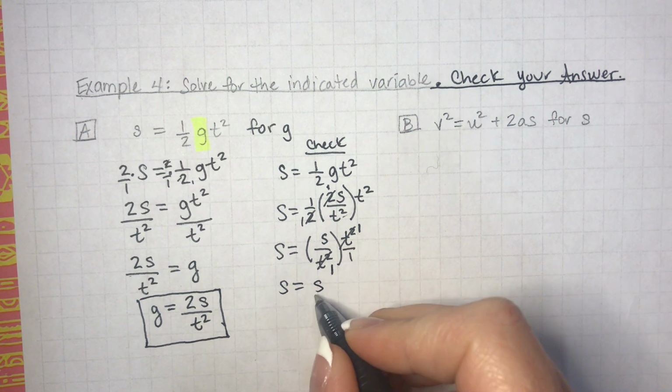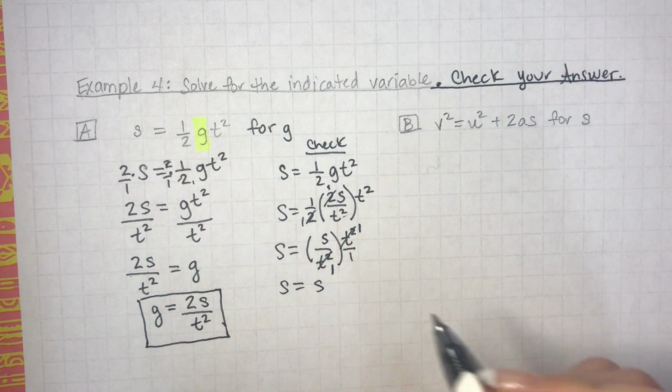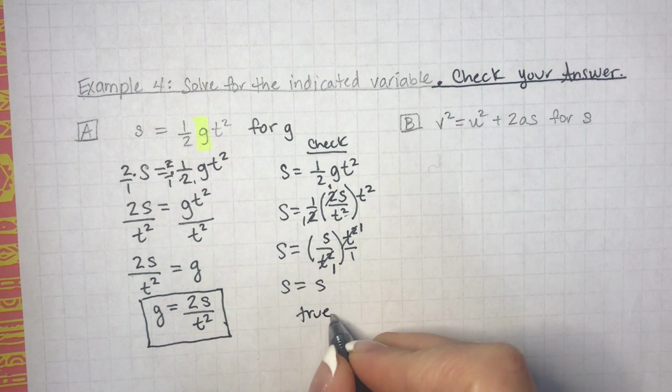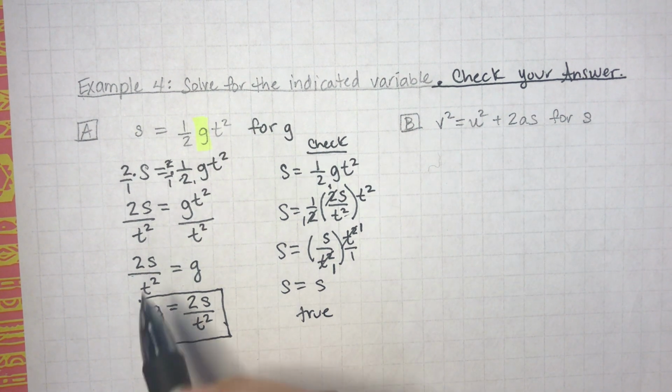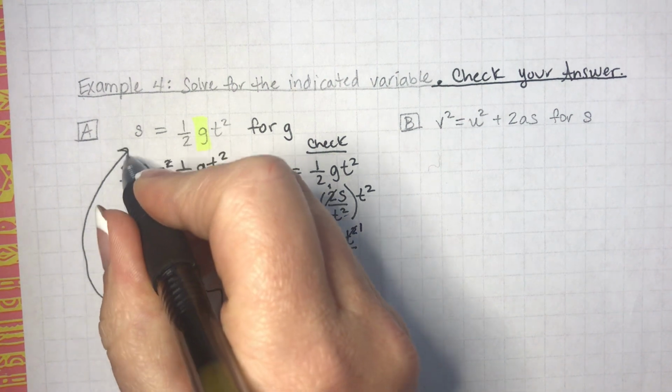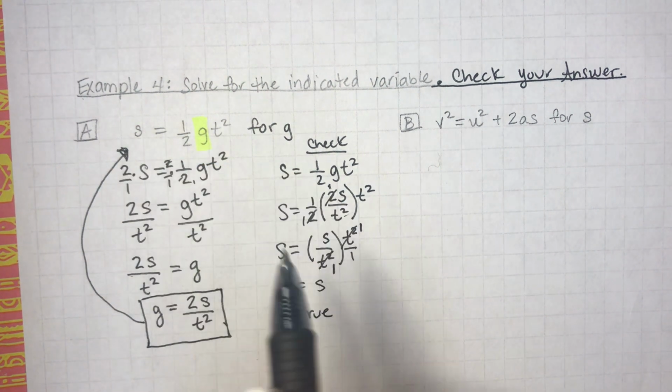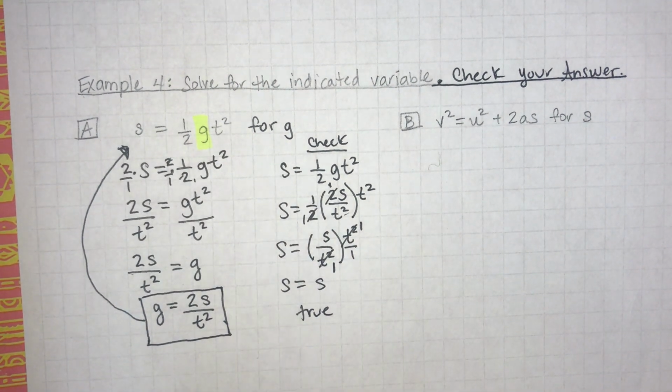All over 1 times 1 on the bottom is just 1. S over 1 is the same thing as S. So we have a true statement. That means our solution right here is the solution to the original equation. That was a really tough one. If you got that one and the check right, that's awesome.